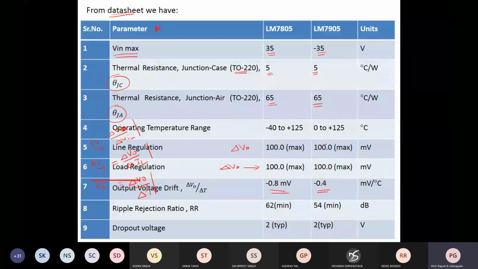It says that maximum change in the output voltage will be 100 millivolts, not more than that. Similarly here, even if the load current changes or even if the line voltage, that is the input voltage, changes. These are very important things. Understood, guys? Hello? Yes, sir.